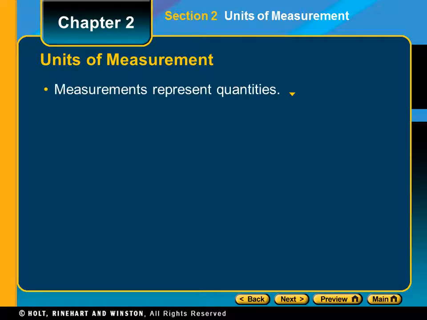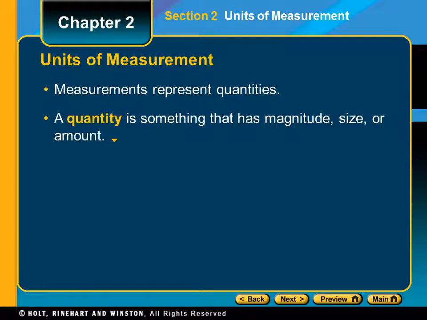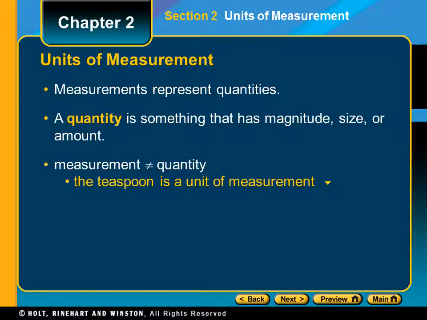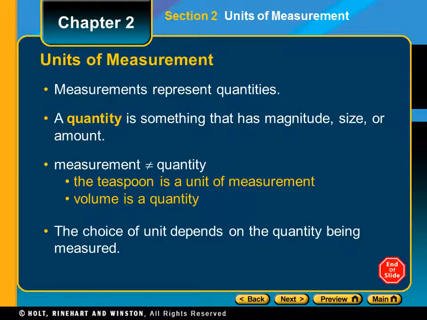Units of measure. It's important to remember, guys, that measurements represent quantities, but they are not quantities. A quantity is something that has a magnitude, size, or amount. It's a subtle difference, but it is there. When we measure something, we're representing the quantity, but we're not actually giving the quantity. So measurements and quantities are not the same thing. Teaspoon is a unit of measurement; volume is a particular number, which is a quantity. How you choose and use your units is going to depend on the quantities that you are measuring.